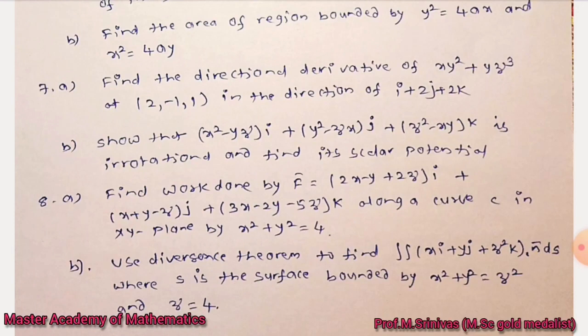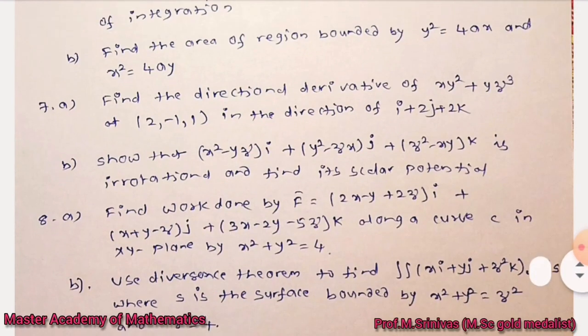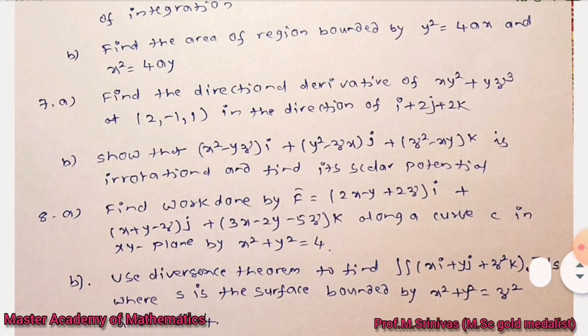So there exists a scalar function phi such that the vector is the gradient of phi. You can directly use the formula to calculate your scalar potential. Next, 7th A and B bits both are from the 4th unit.